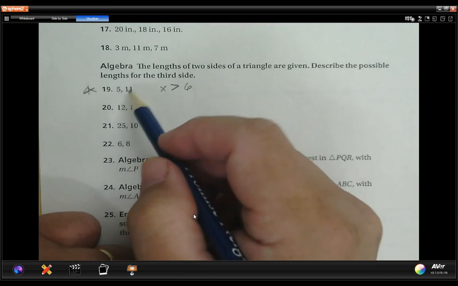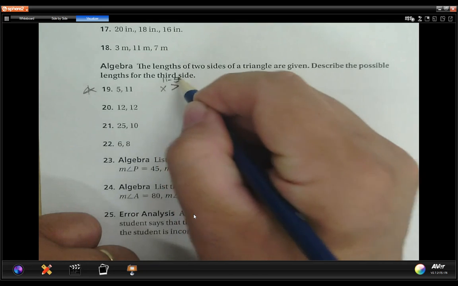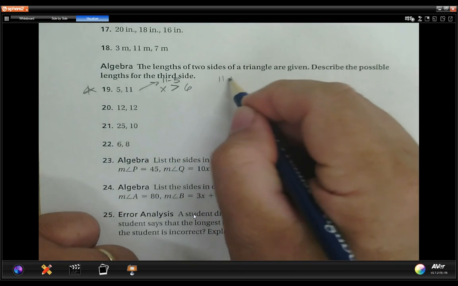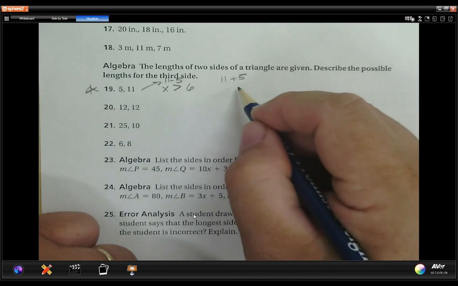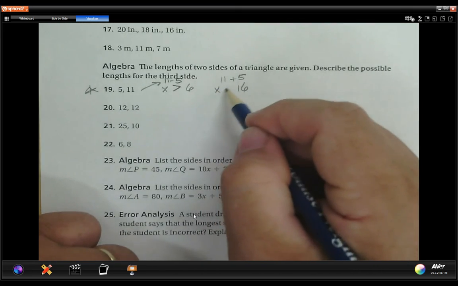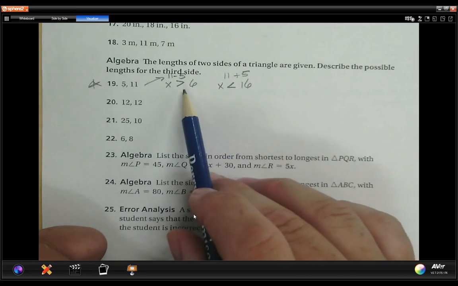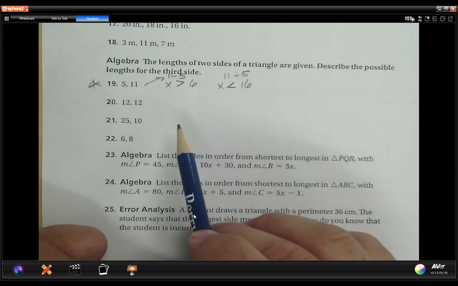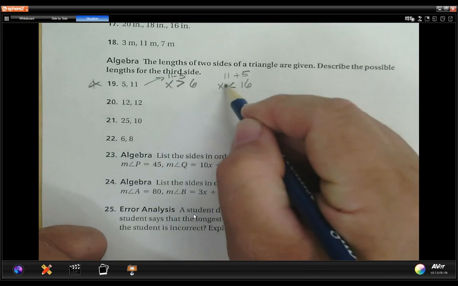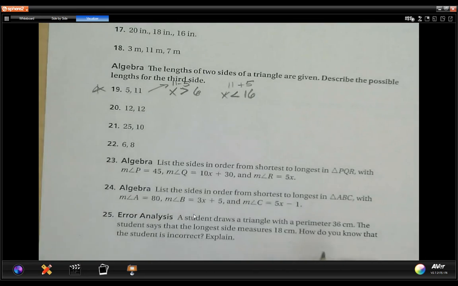Okay? And then take, so I'm going to put that right up here just so you have it, 11 minus 5, so that you understand what we did. Then we're going to take 11 plus 5, which equals 16. And that means X has to be less than 16. So think about it. X has to be between 6 and 16. Okay? So X is greater than 6, and X is less than 16.